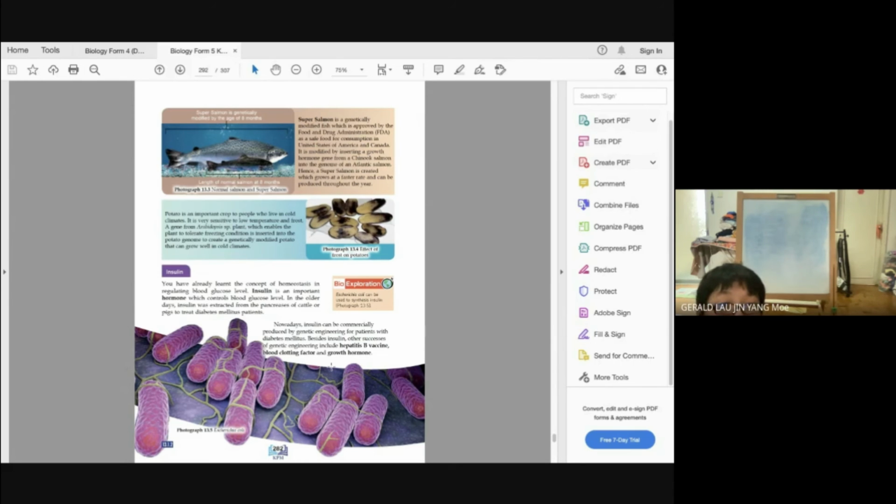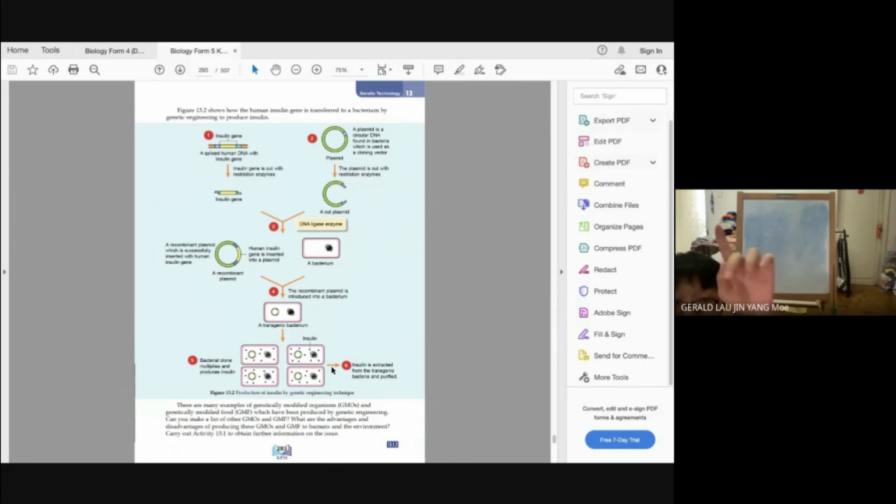Okay, insulin. Insulin is an important hormone which controls the blood glucose level. That means it converts glucose to glycogen. Last time, insulin had to be extracted from the pancreas of cattle or pigs to treat diabetes mellitus. But now we can produce the insulin ourselves. Later we'll see how we produce it. Besides that, we can also produce the hepatitis B vaccine, blood clotting factor, and growth hormone with genetic engineering.